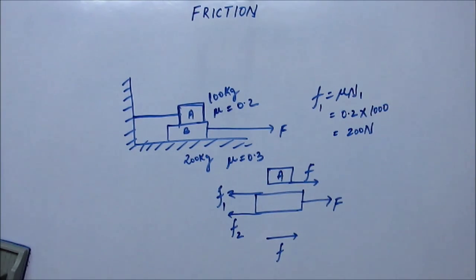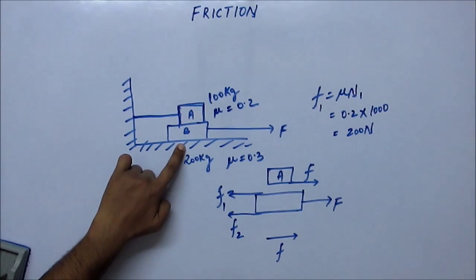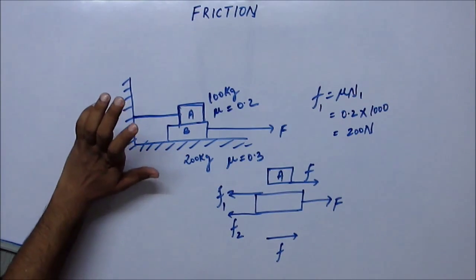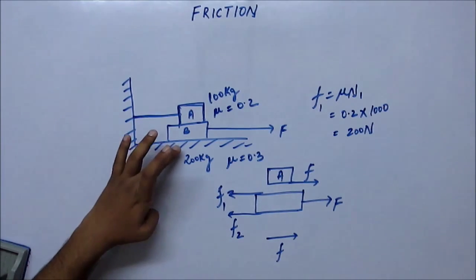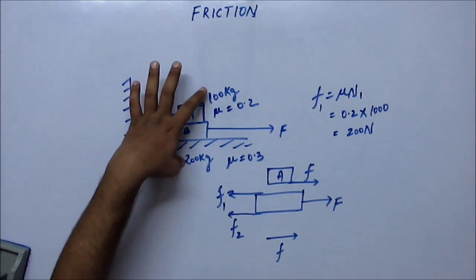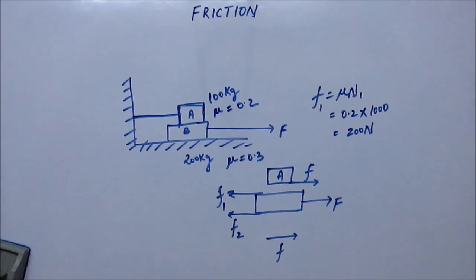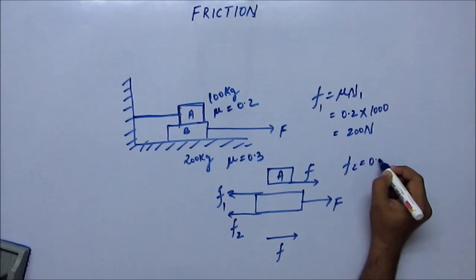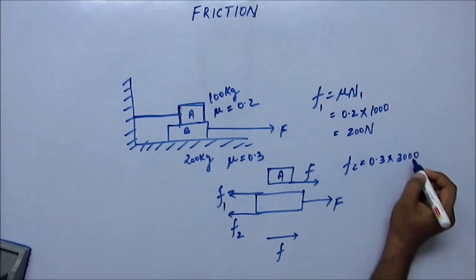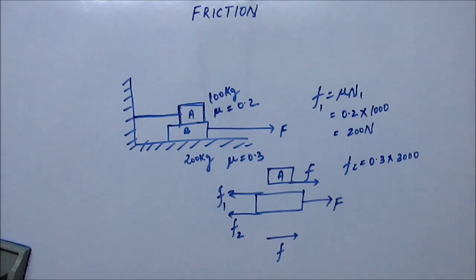Similarly, you can see that the mu is 0.3 and the normal reaction at this point is going to be because of the weight of both A and B. So the normal reaction here is going to be the sum of these masses times g. So it's going to be 3000. So F2 is 0.3 into 3000. That comes out 900 Newton. So the total force that you have to apply to just balance the opposing force will be 1100 Newton. Okay, so if we just apply this amount of force, it will have a tendency to move. If you increase the force by a little more than this, then the block B will start moving.